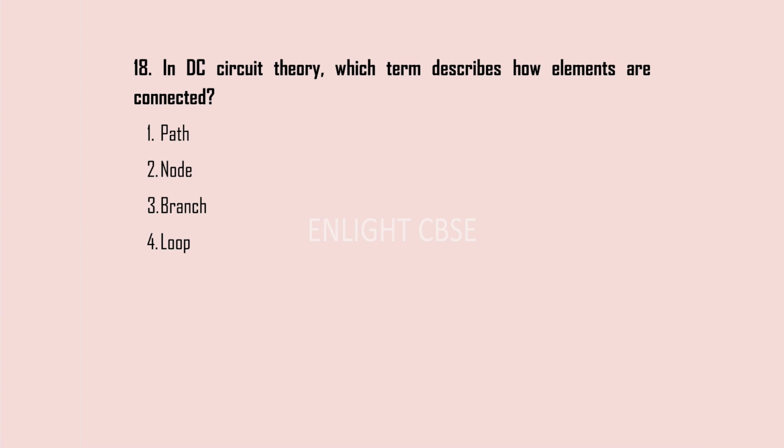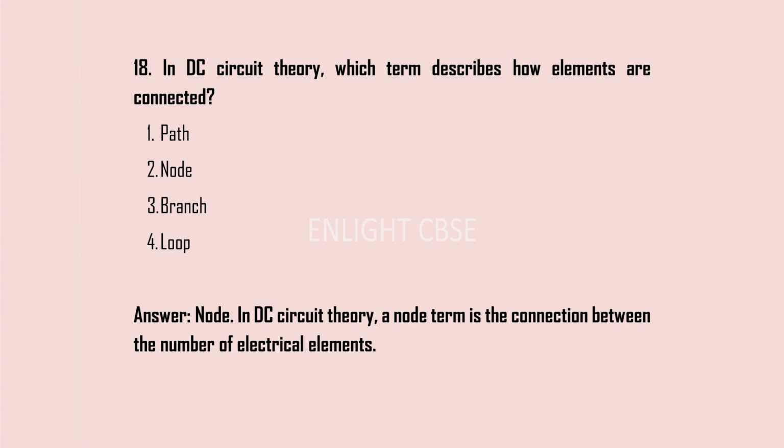Question 18. In DC circuit theory, which term describes how elements are connected? 1. Path, 2. Node, 3. Branch, 4. Loop. Answer: Node. In DC circuit theory, a node term is the connection between the number of electrical elements.